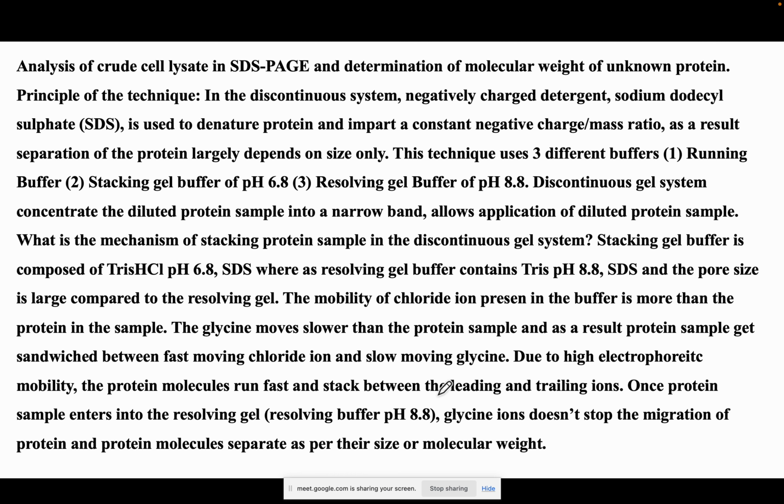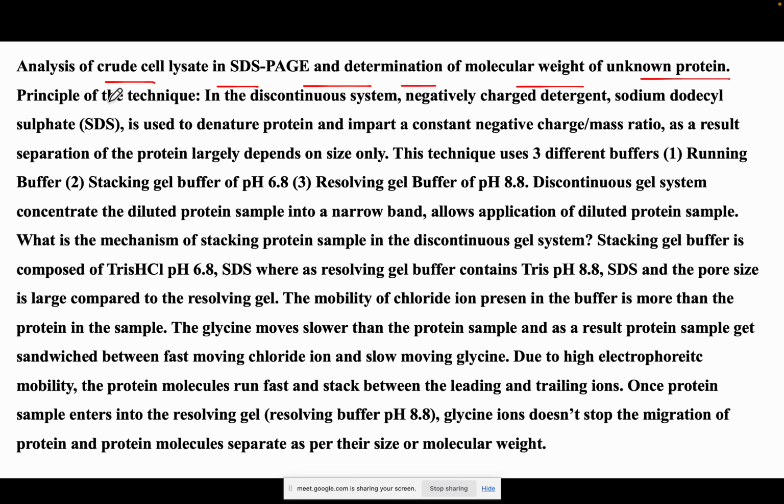As an example, maybe you have grown bacterial cells and transformed the cells with some plasmid which will eventually produce proteins. Now you are trying to analyze the cell lysate. You have collected your bacterial cells, harvested them, and lysed them, and after lysing, whatever proteins are inside the bacterial cell come out, and you want to see what is happening. Is my desired protein there? So we'll analyze the crude cell lysate in SDS-PAGE and determine the molecular weight of the unknown protein.